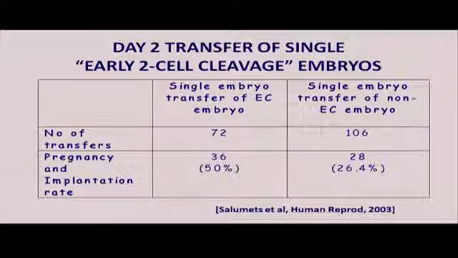This is a study out of Sweden. It was an old study, so not using these video technologies, but if you look at a single embryo transfer where you've identified an early 2-cell cleaving embryo, so the embryo that went to the 2-cell stage first, and you transfer it, you can get a double pregnancy rate compared to embryos that did not go to this early 2-cell stage.